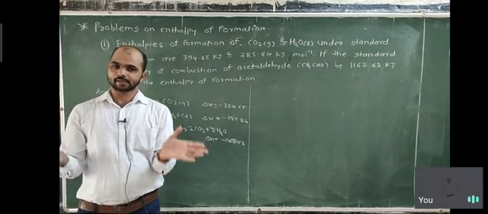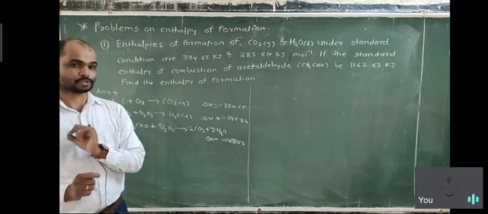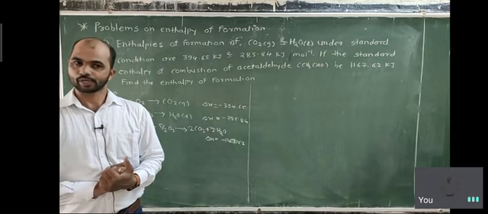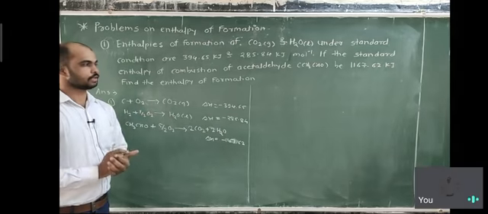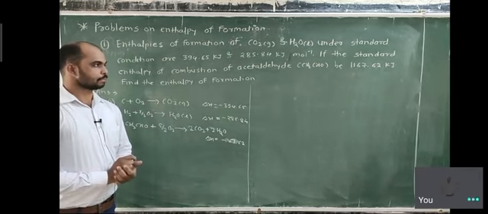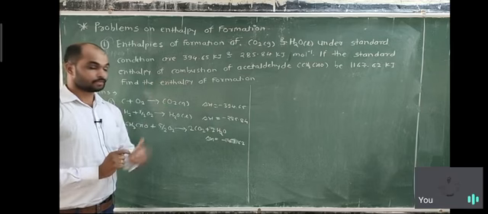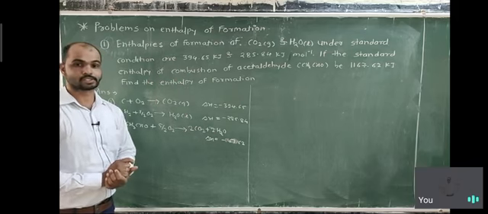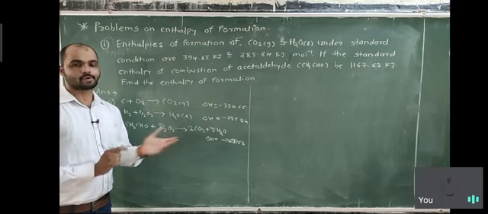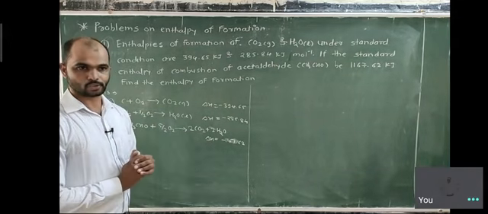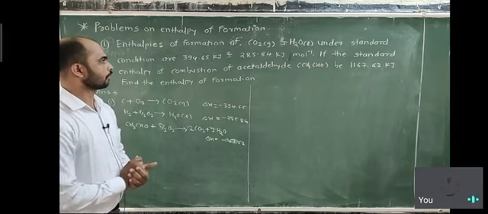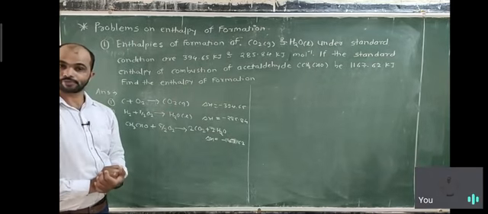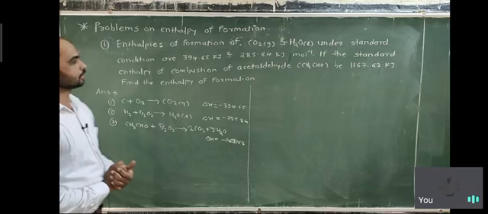And other than standard conditions, if 1 mole of substance is produced, the heat is just the heat of formation. Basically, in any reaction, we calculate the heat of formation as the sum of the heats of formation of the products minus the sum of the heats of formation of the reactants. Using that formula, we are going to calculate the enthalpy of formation for different reactions and different conditions.